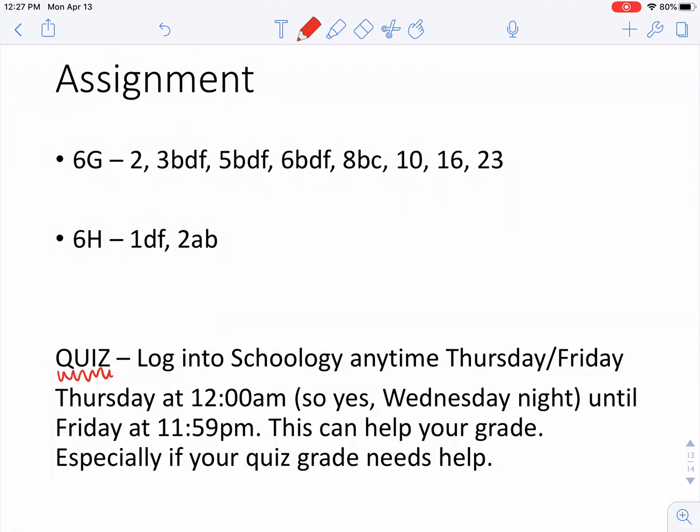You can log into Schoology anytime Thursday or Friday. So Thursday at 12 a.m. So yes, Wednesday night when I'm asleep until Friday night at 11:59. This can only help your grade, especially if your quiz grade needs help. So if you look at your grading, the categories for your grades, most of your grade is based on tests and quizzes. So I'm going to try to invent a few more of them to allow some of you to continue to bring up your grades.